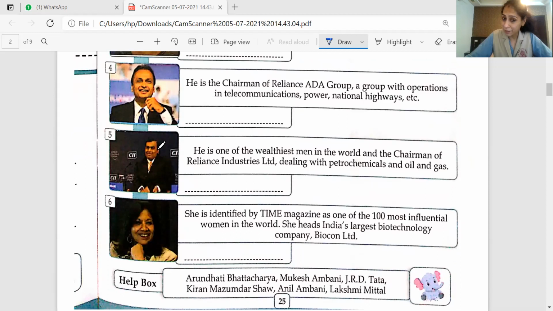Next, the big brother has come. He is one of the wealthiest men in the world. I told you he got his name listed in Forbes magazine. He is the chairman of Reliance Industries Limited, dealing with petrochemicals and oil and gas. He is your Mukesh Ambani. You can see the picture and make the difference also. This is the elder one, this is the younger one. Both siblings belong to the Dhirubhai Ambani group.